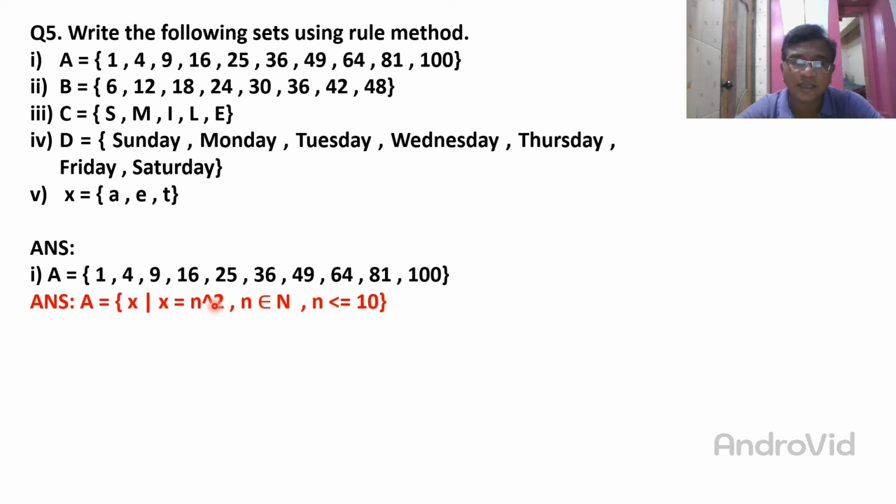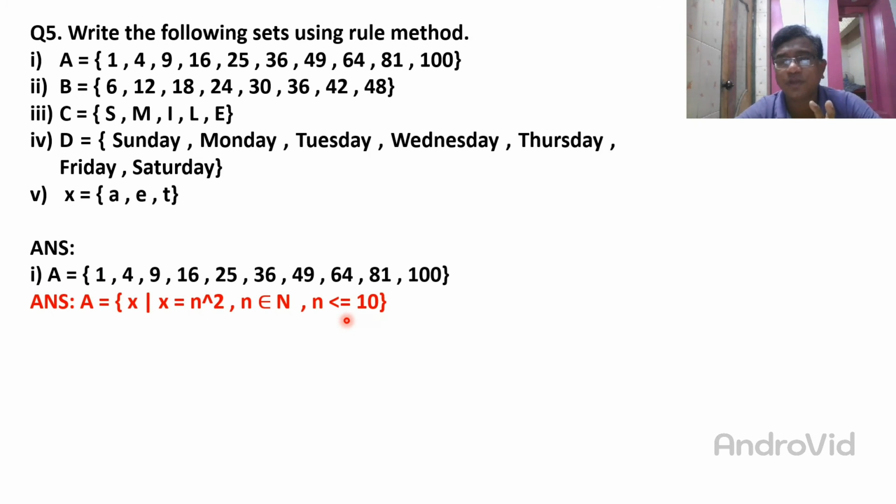This sign means the square of a natural number. So n belongs to natural numbers. What is n? It is a natural number, and n is smaller than or equal to 10. This n value is smaller than or equal to 10.